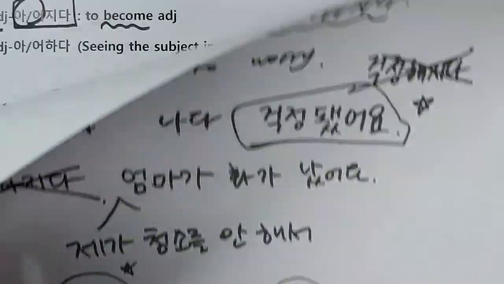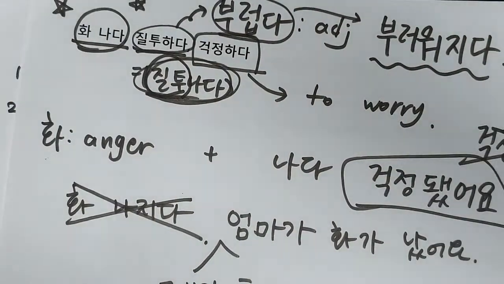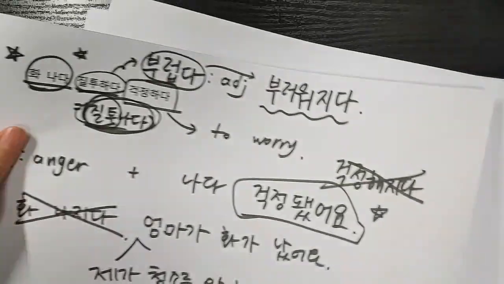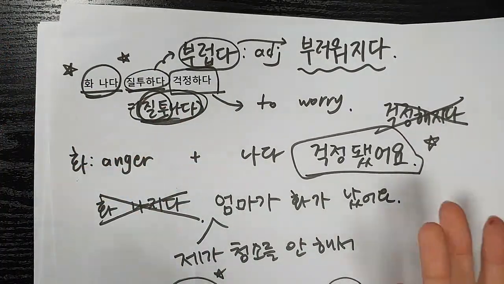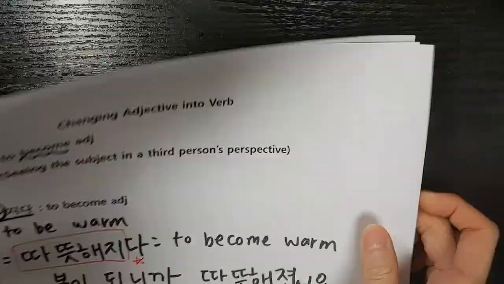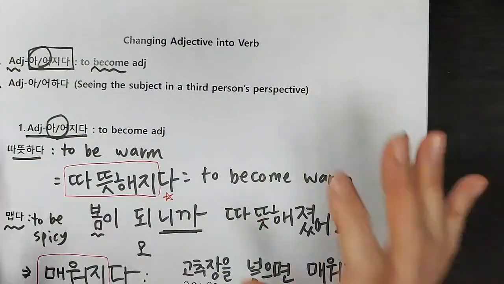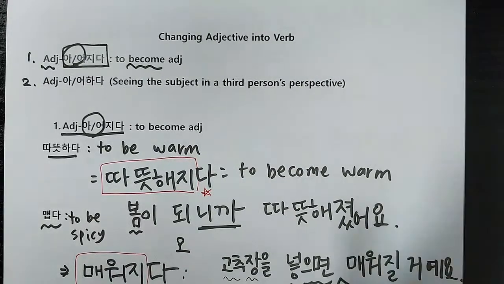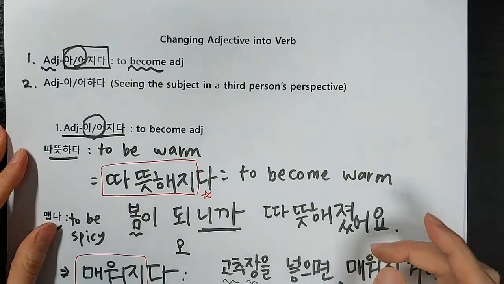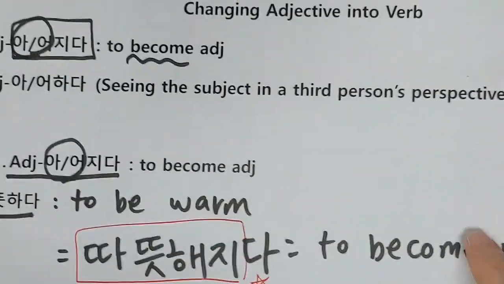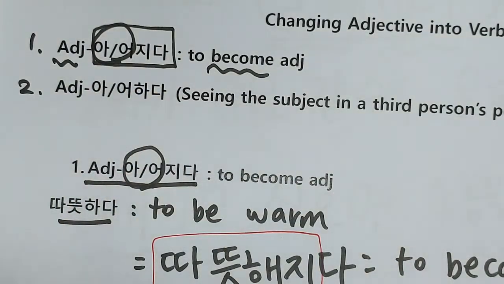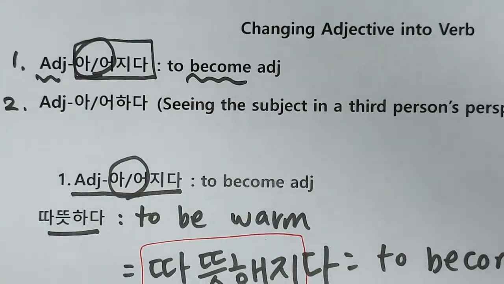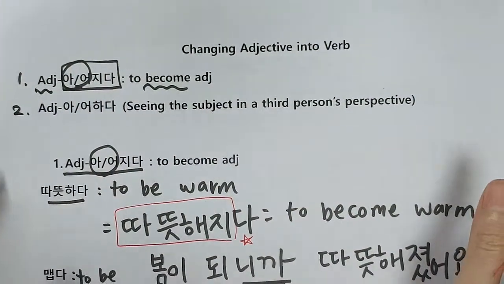So there are various adjectives that can be combined with 아어지다, whereas there are some words that seemingly look like adjectives but are actually not, and so cannot be combined with 아어지다. Okay, so that's all I have for today's lesson, guys. In the next lesson, we are going to learn adjective plus 아어하다, which is a bit more difficult grammar. But I promise it's not rocket science, so we can do it.